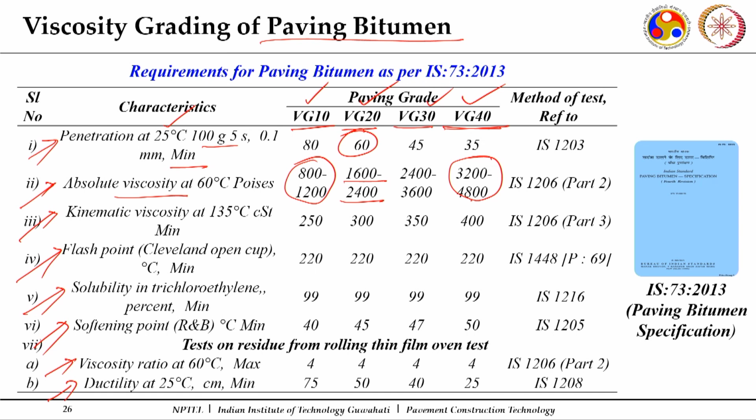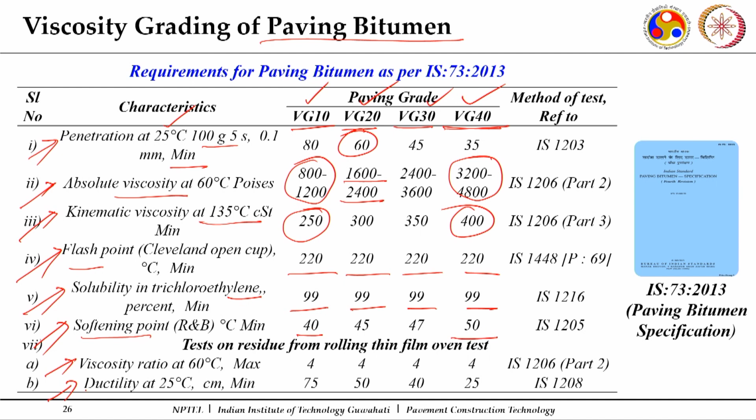As this is a harder grade, the absolute viscosity will be higher for VG40. Similarly, it will be there for kinematic viscosity also. Here the requirement is minimum 250, here it says the requirement is minimum 400 centi-stokes. Then flash point, as I mentioned, in all cases it has to be more than 220 degrees centigrade. Solubility and purity is to be ensured, and more than 99% has to be soluble in a solvent like toluene or trichloroethylene. Softening point, again for a softer grade of binder it is less, and for a harder grade of binder it is more, and the requirement is given.